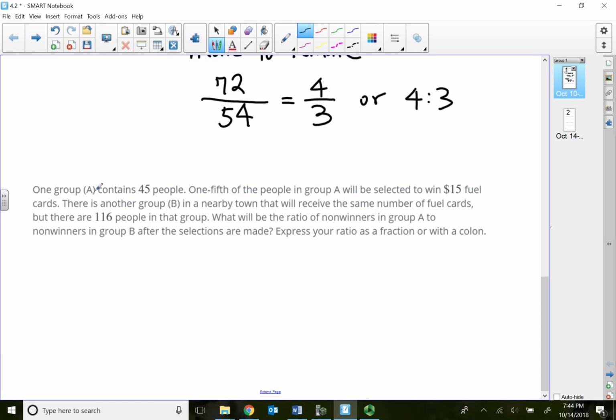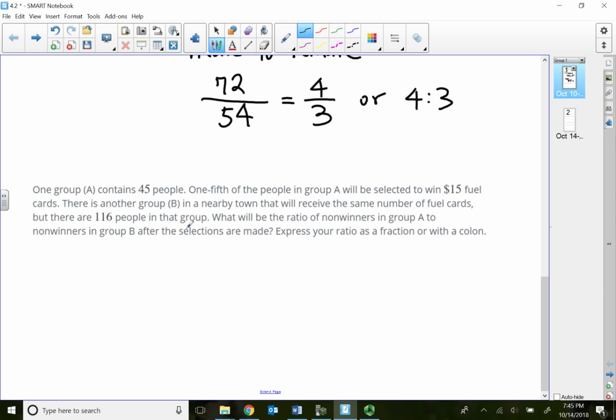One group, called group A, contains 45 people. 1/5 of the people in group A will be selected to win $15 fuel cards. Now there's another group B in a nearby town that will receive the same number of fuel cards, but there are 116 people in that group.